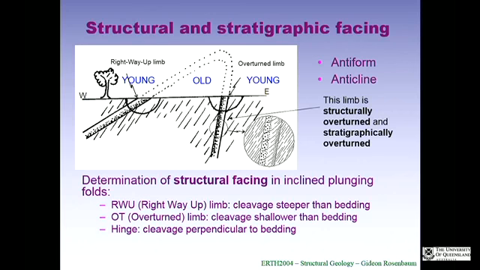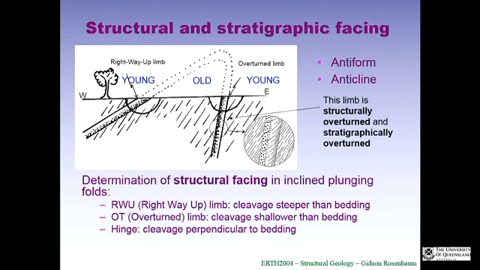So that's good, and because of that, we get those relationships showing that in the right way up limb of the fold, structurally right way up limb of the fold, the cleavage is steeper than the bedding. In the overturned limb, the bedding is steeper than the cleavage, and at the hinge, the cleavage will be perpendicular to bedding. So every time we go to the field, we find that there are orthogonal relationships between bedding and cleavage, we think maybe we're at the hinge of a fold.